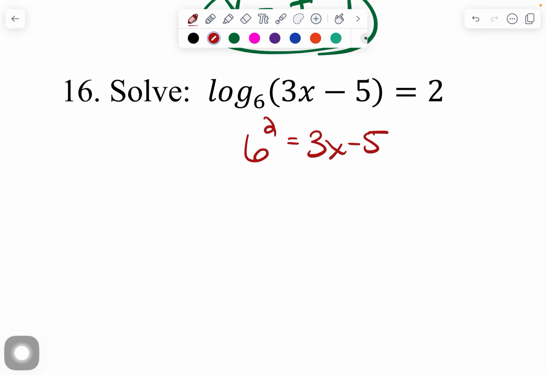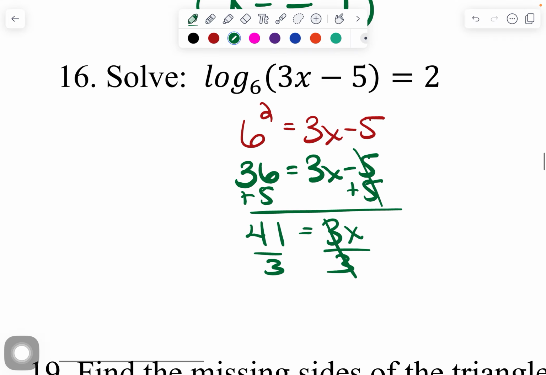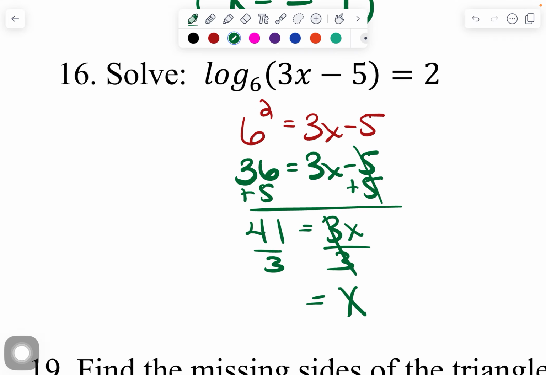All right, got to solve this thing. 6 squared is 36, so this is going to equal 3 to the x minus 5. I'm going to go ahead and add 5 to both sides. So 3 to the x is equal to 41. Divide both sides by 3, and x is still equal to 41 over 3.